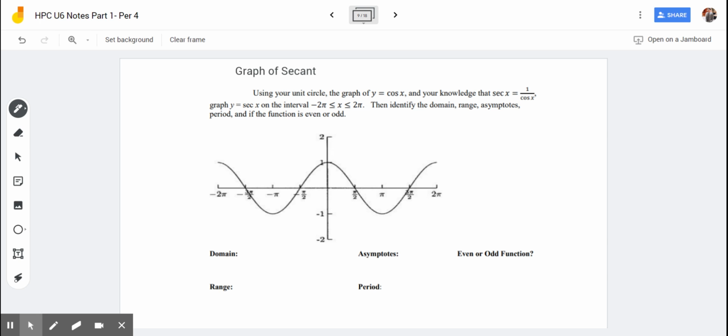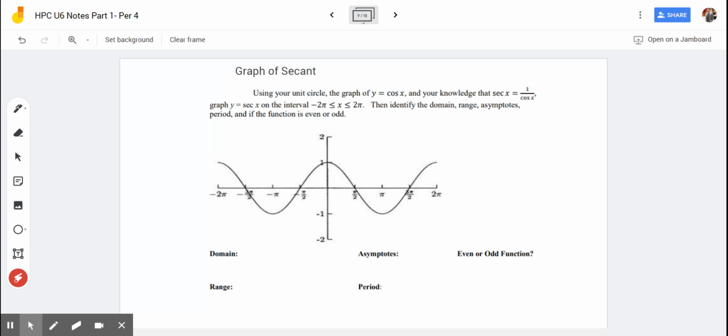In this video, we're going to go over the parent function for secant. Okay, so we know it says using your unit circle, the graph of y equals cos of x, which is here in black. This is our parent function, two full periods of cosine. And your knowledge that secant of x is equal to 1 over cos.